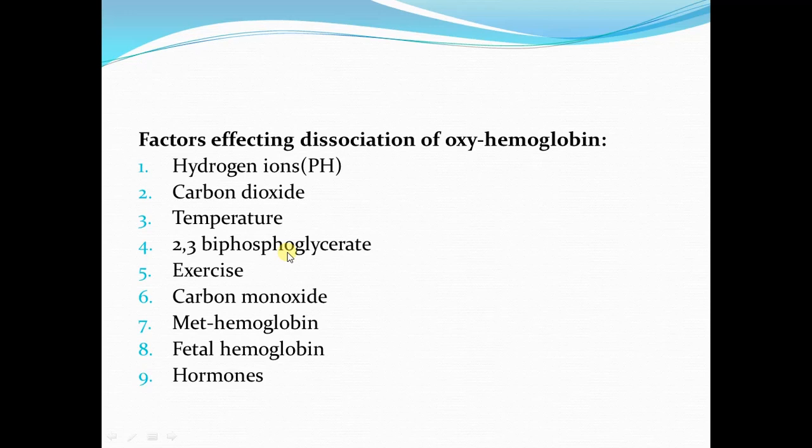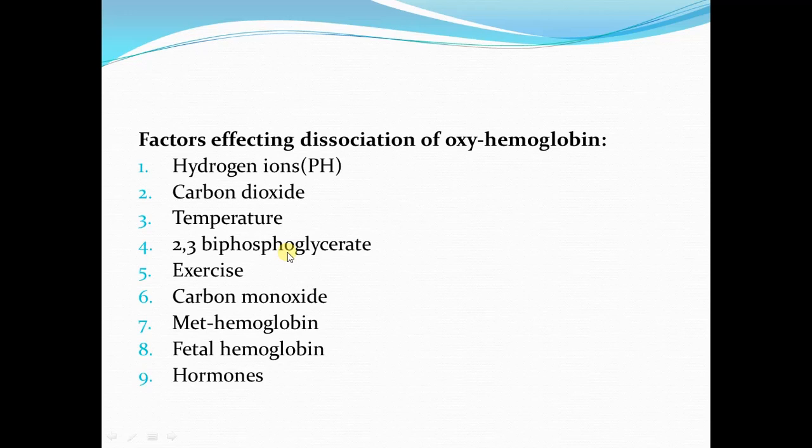So we can say that in stored blood, the oxygen hemoglobin dissociation curve is slightly shifted to the left side. Another important point to remember about this compound is that fetal hemoglobin cannot bind with 2,3-biphosphoglycerate. And the reason for this is that fetal hemoglobin has 2 alpha chains and 2 gamma chains.